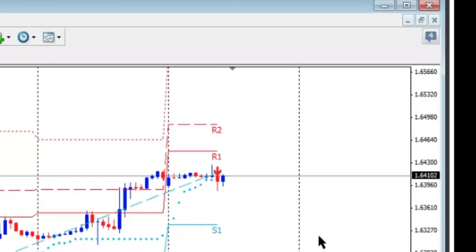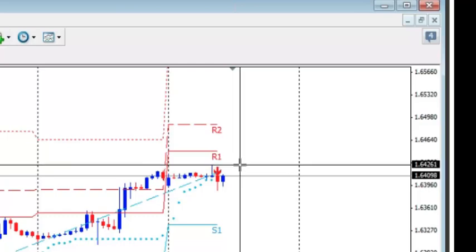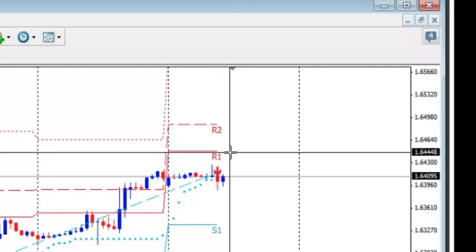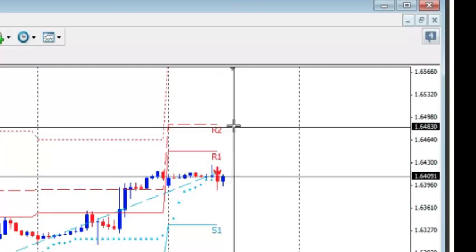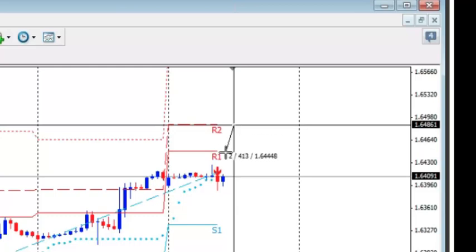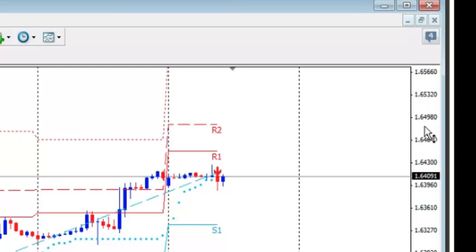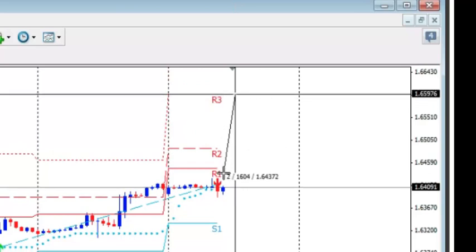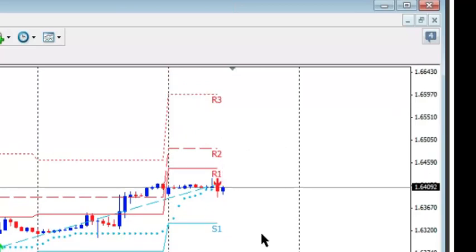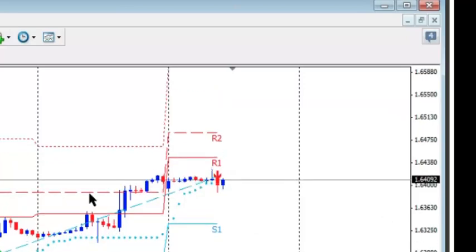Alternatively, if Carney starts speaking the market up, as Draghi did, it'll break the R1 level here at 164.46 and head through R2 as well. So that's about a 40 pip gain. It could even head up to R3. That's 160 pips. So either way, there's a trading opportunity here. You've just got to watch these levels.